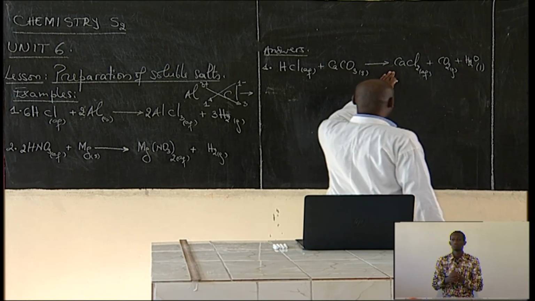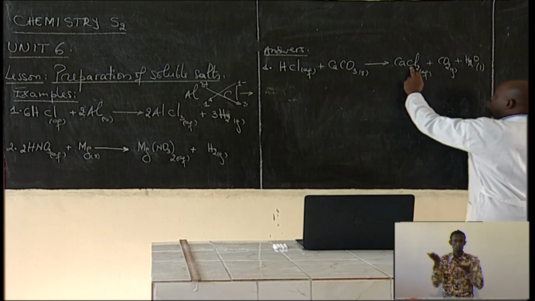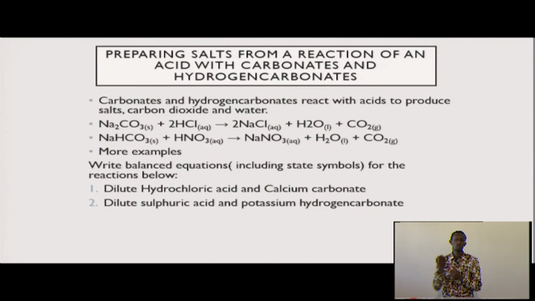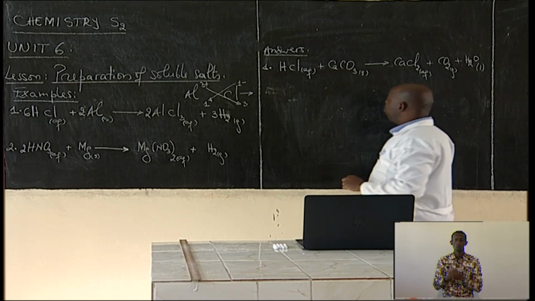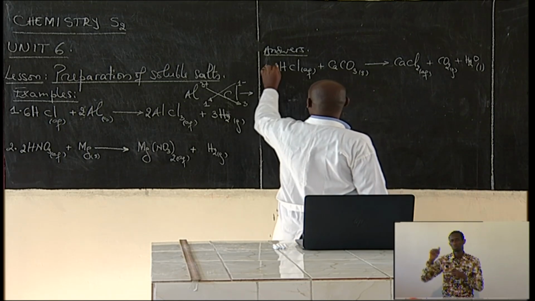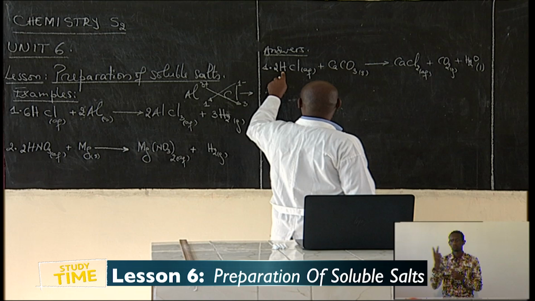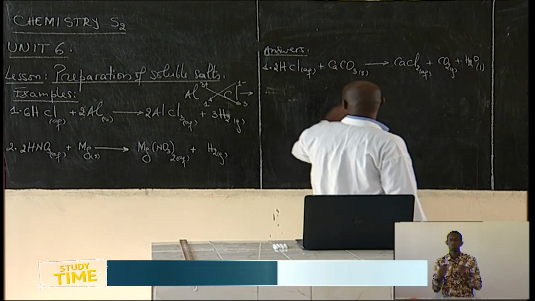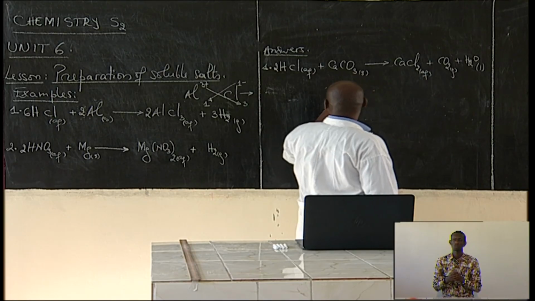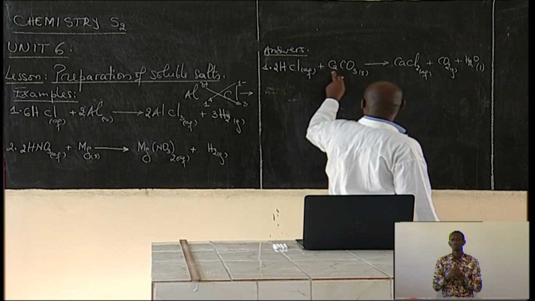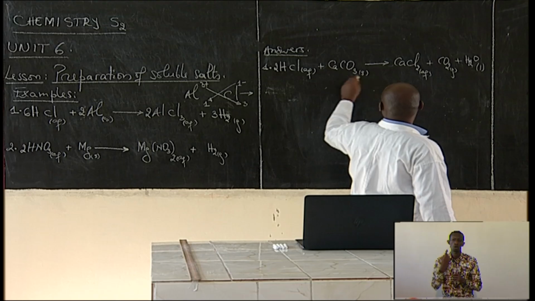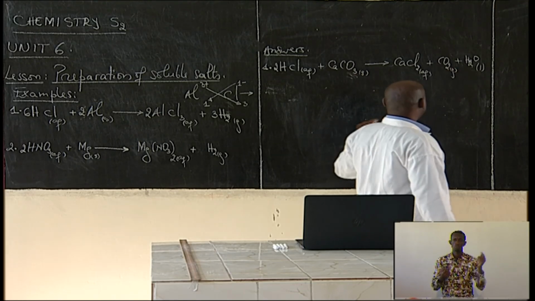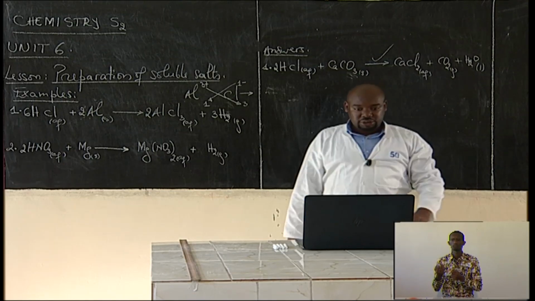Is our equation balanced? No. We have 2 chlorine atoms in the product side with 1 chlorine in the reactant side. So we put 2 here. If we put 2 here, we have 2 hydrogen atoms, and here we also have 2 hydrogen atoms. Chlorine, we have 2 and 2. Calcium, we have 1 and 1. Carbon is 1 and 1. And for the oxygen atoms, we have 3 here, and here we have 2 and 1, which is 3. So our equation is balanced.